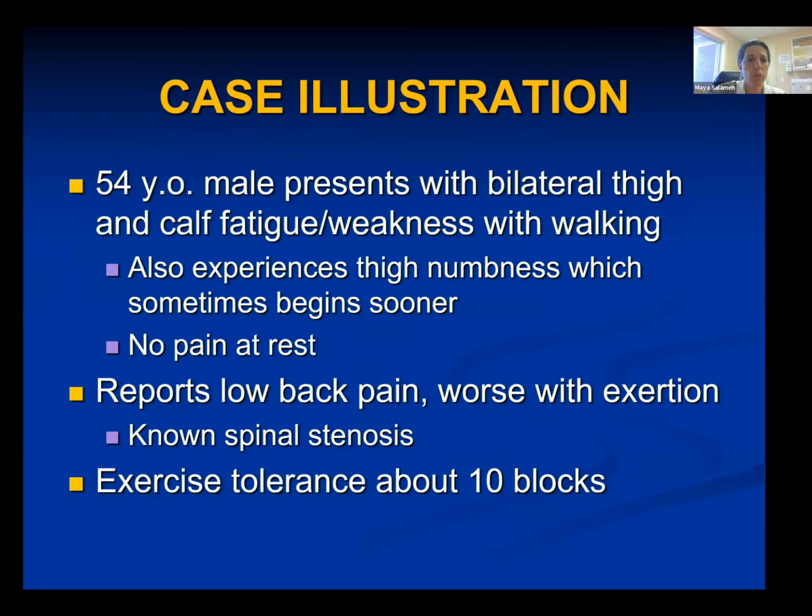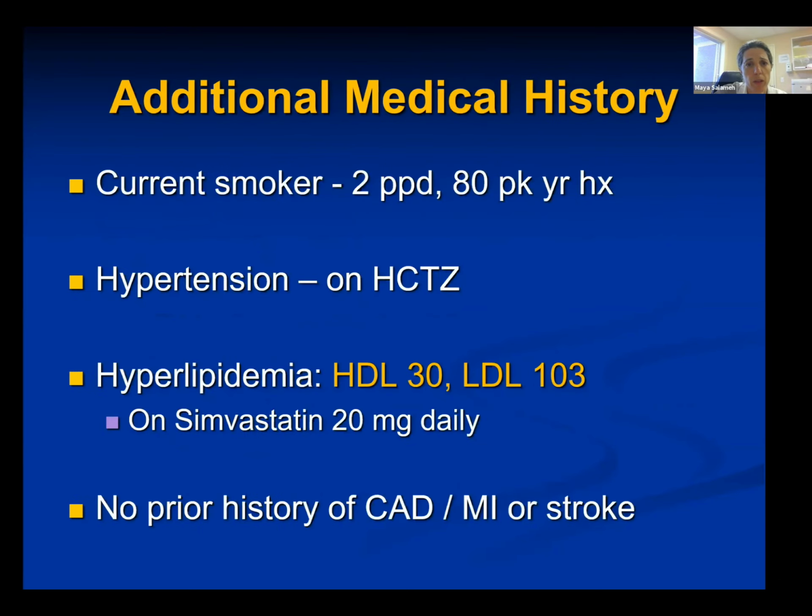The patient also reported low back pain that was worse with exertion and had a known diagnosis of spinal stenosis. Overall, he estimated his exercise tolerance to be about 10 blocks, which he states was significantly reduced in the last few years. The patient is a current smoker, a very heavy smoker.